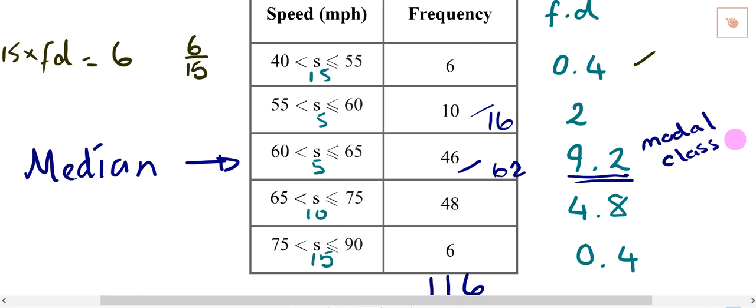All right, so if you're doing normal frequency, it's the group with the most in it. If you're doing relative frequency, it's the group with the highest relative frequency. Okay? Alright.